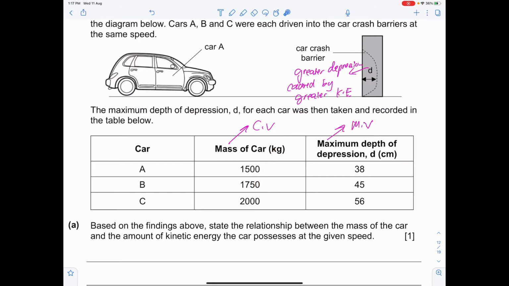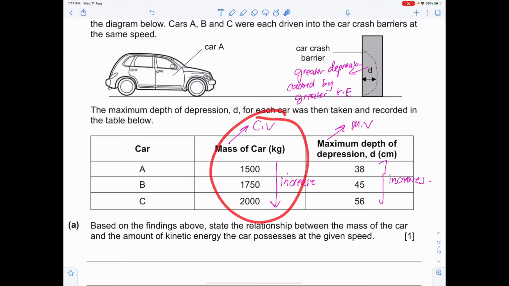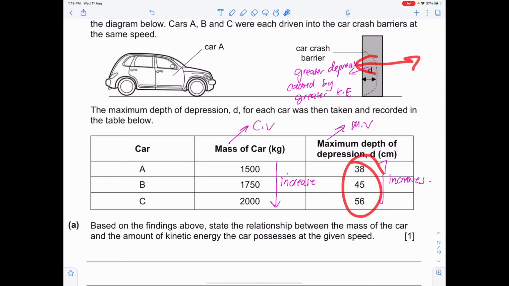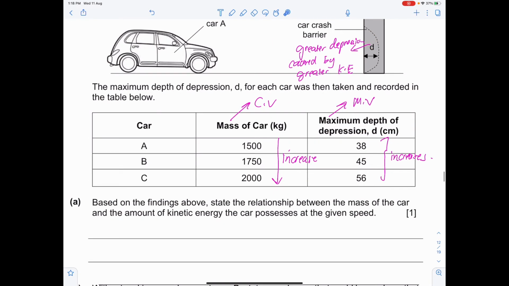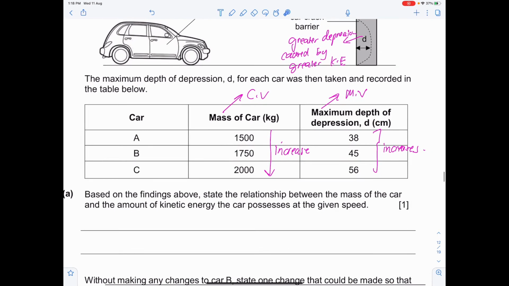Why? Because if you look at your results, you would see that as your mass increases, your depression also increases. Since you were able to relate that a greater depression is caused by a greater KE, and also that as the mass of the car increases, the depression also increases, it must mean that a car with a greater mass would result in greater KE, which would then result in greater depression as reflected in your results. With that in mind, you can then answer the following questions.